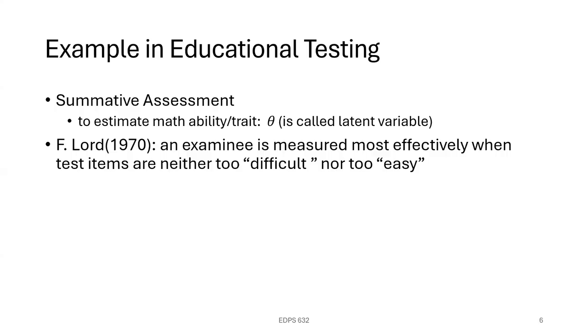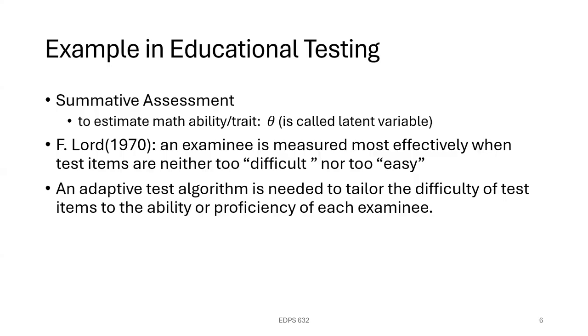According to Fred Lord's law, an examinee is measured most effectively when test items are neither too difficult nor too easy. So in order to develop an algorithm, we need to have models, a measurement model and a testing model, and we need to have an item bank. Then we can tailor the items to the student's performance, something like proficiency.